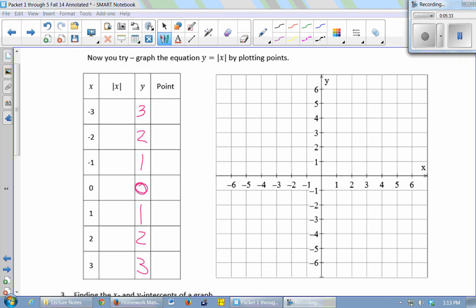So these are my points. I've got -3, 3, -2, 2, -1, 1, 0, 0, 1, 1, 2, 2, 3, 3, and those would continue in that pattern forever. So there's my graph of the absolute value of x.